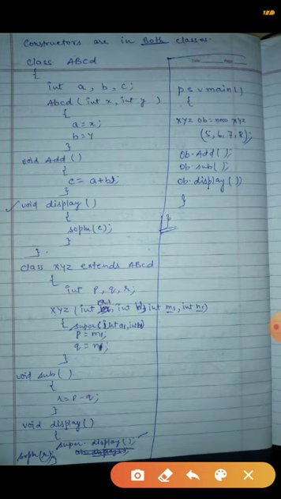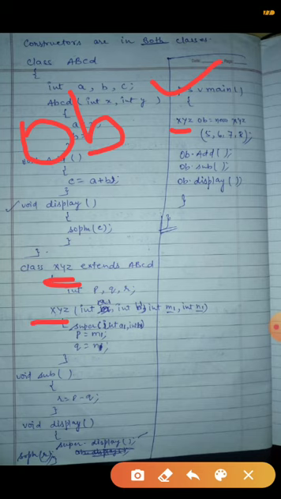So, my dear, listen. First of all, come into the main function. I am creating an object of XYZ, OB. So now OB is an object of this class. When you create OB, the constructor of the derived class will be called automatically.